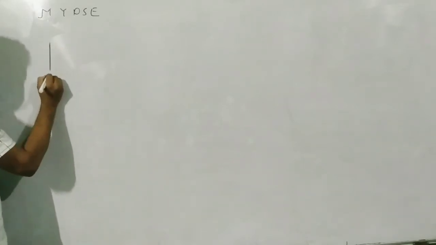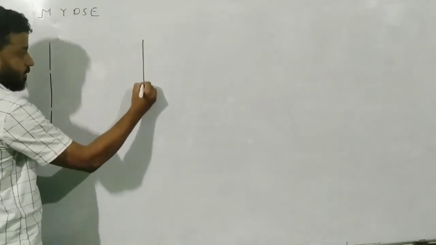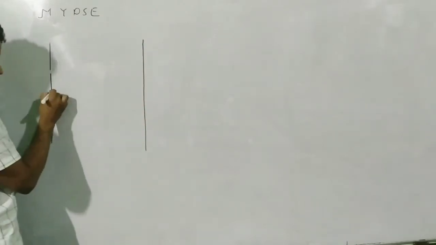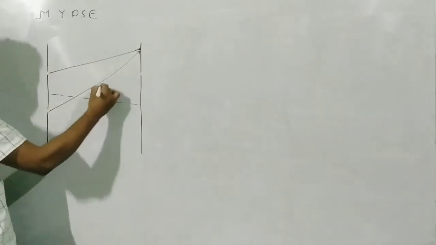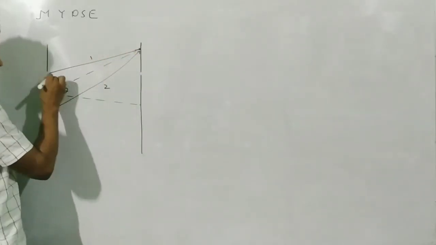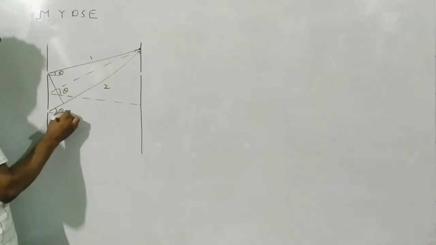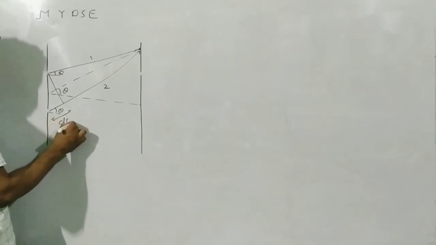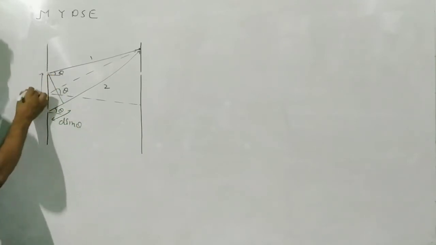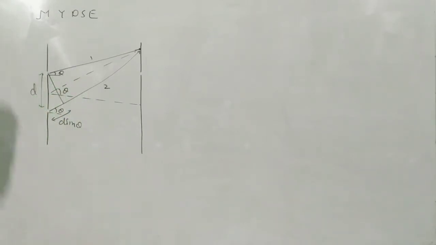Okay, now let's discuss this question. Theta, theta, theta. And if you draw a perpendicular over here, this distance is d sin theta. Always just write it as d sin theta. So I can see that ray 2 is traveling an additional path of d sin theta.